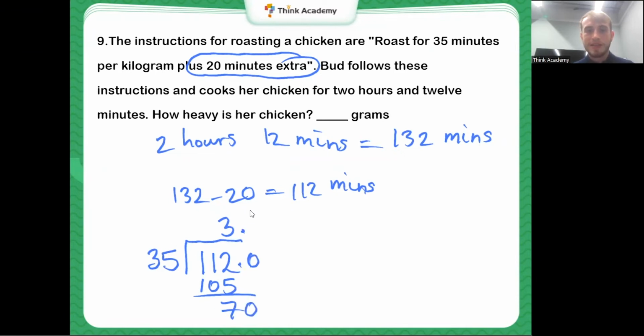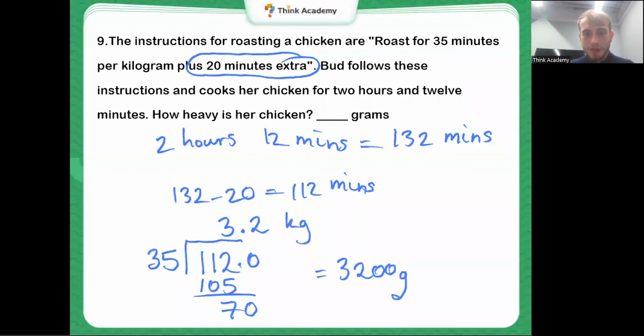So how many 35s in 70? 2. So there's your division. It's a bit tricky doing a division with a decimal there. But once you have a remainder, you can just bring down the 0 after the decimal point and carry on the division, and you can see it's 3.2, which is 3.2 kilograms. This question asks for it in grams, so that's equal to 3,200 grams.